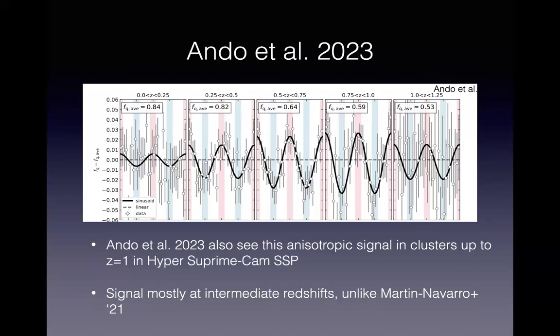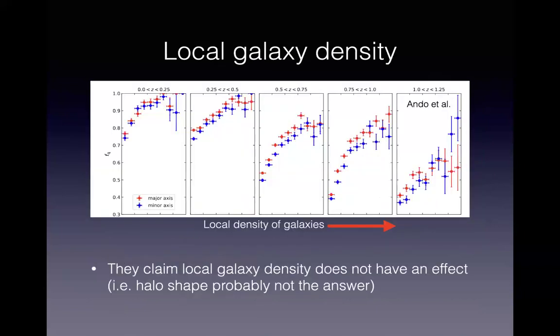So yeah, they go up to redshift 1, and this is using Hyper Suprime-Cam Subaru data. And so they get the strongest signal at intermediate redshifts. One of the things I was worried about is the shape of the halo and therefore local galaxy density. You know, is the local galaxy density just higher along the major axis of the BCG? So they do check that in their paper.